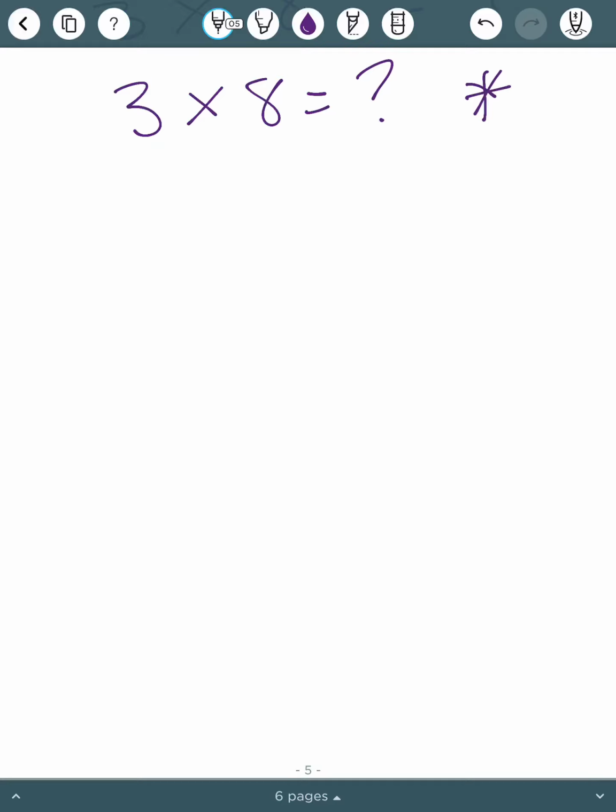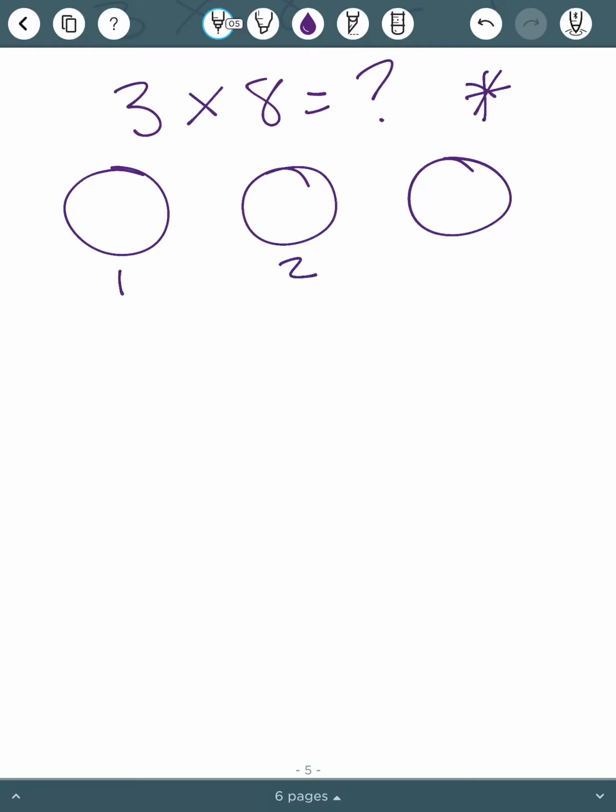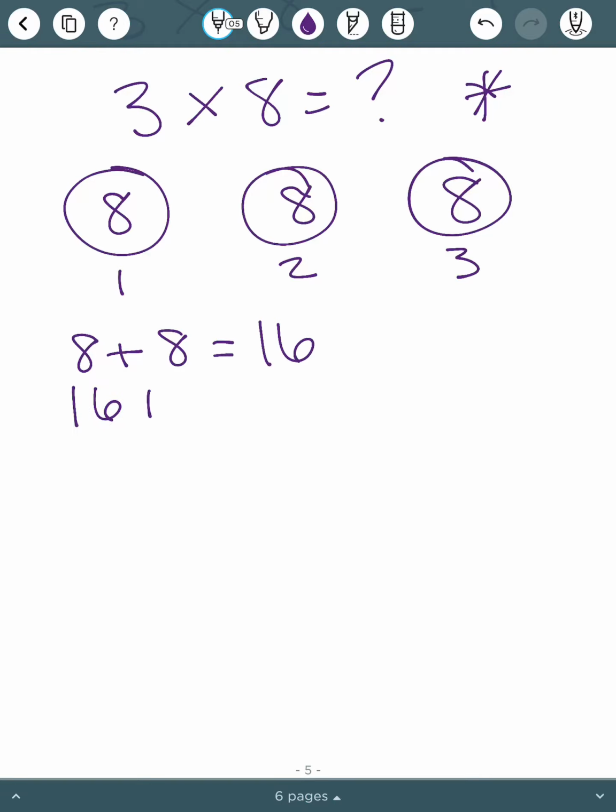So that if I know that I have 3 groups or 3 students, I can draw out student number 1, student number 2, student number 3, and then I have to give them each 8 pieces. So if they would like to draw all 8 pieces, that's fine. But if they also just want to do 8, 8, 8, because we know that's how many each student gets, they can do that. So then we know that 8 plus 8 equals 16. And then 16 plus 8 equals 24. So they can use the strategy of repeated addition.